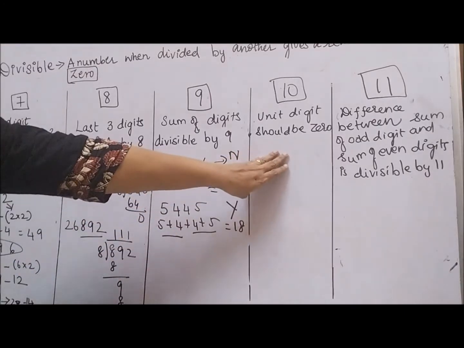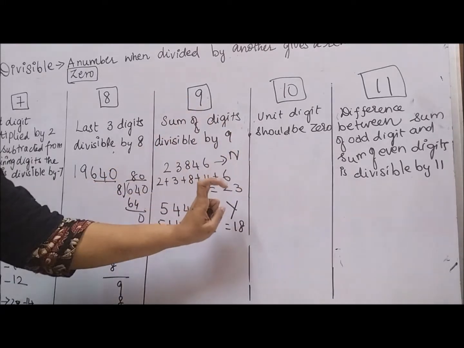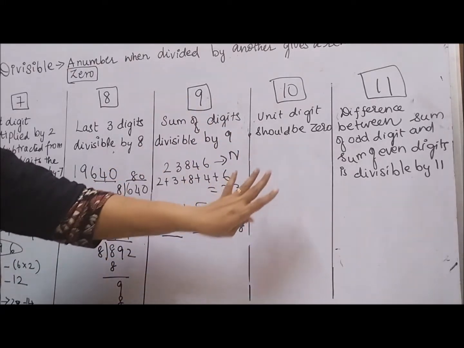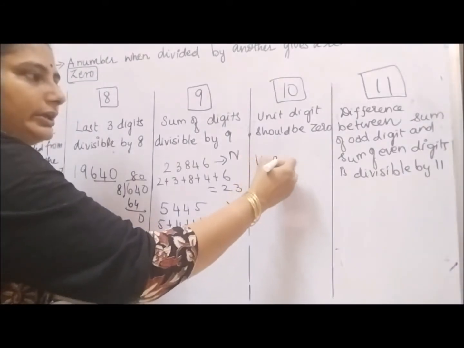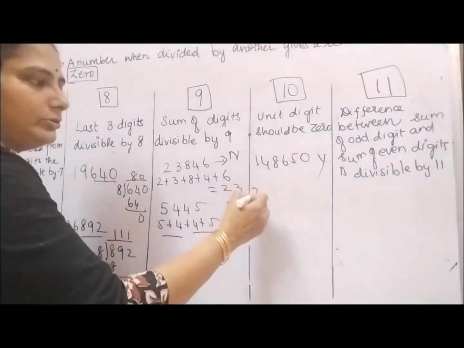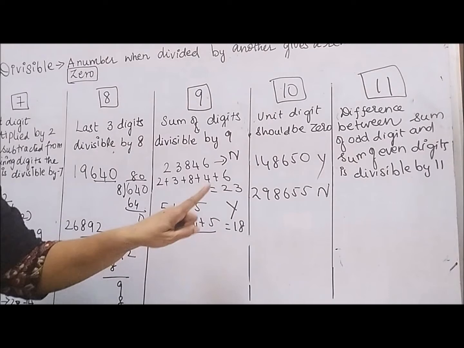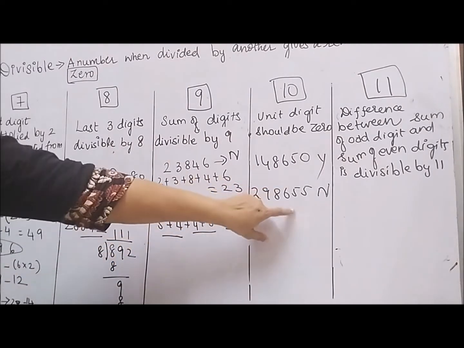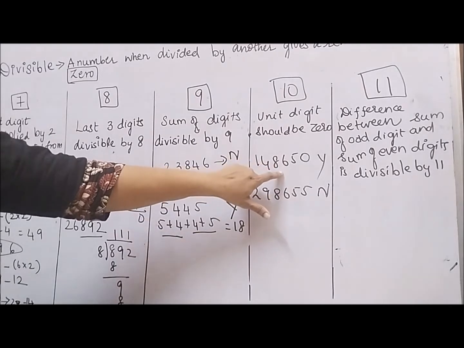Divisibility of 10 is very simple. The unit digit should be 0. If it is 0, the entire number is divisible by 10. So 148650, yes. But 298655, no. For divisibility of 5, both will be yes. But for divisibility of 10, only this is yes and this is no.